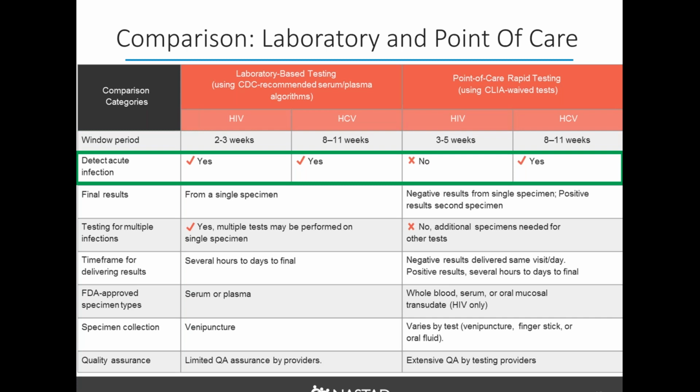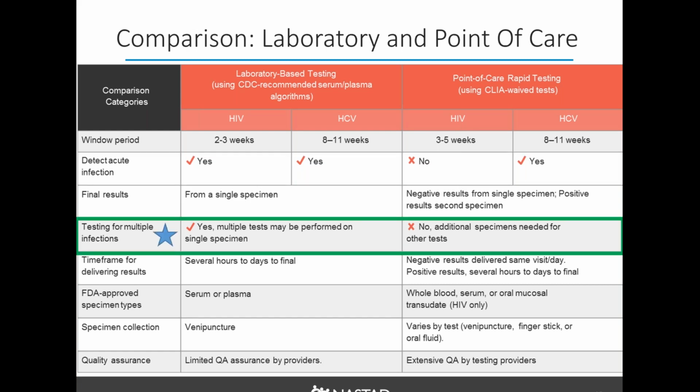The next thing I want to point out is detection of acute infection. So Monica, as you heard, talked through the ability of the laboratory-based antigen antibody assays to detect acute infection for HIV, but the CLIA-waived testing is not as good at that. And for HCV, they both can detect acute infection, although as Barry mentioned, the algorithm isn't really set up for that. It's more able to detect current infection.